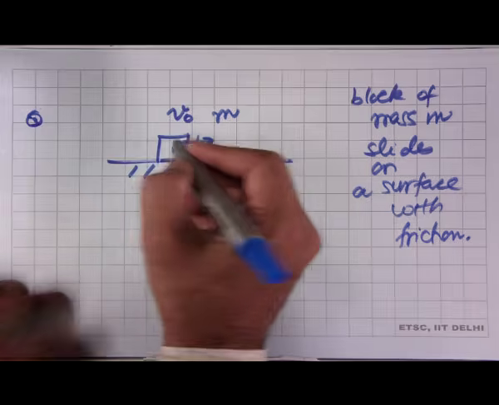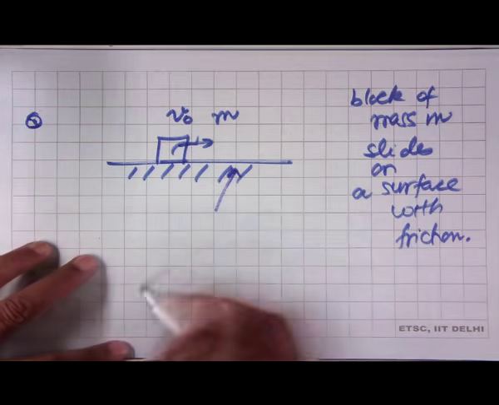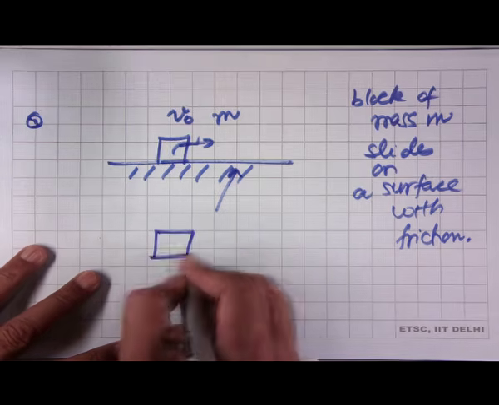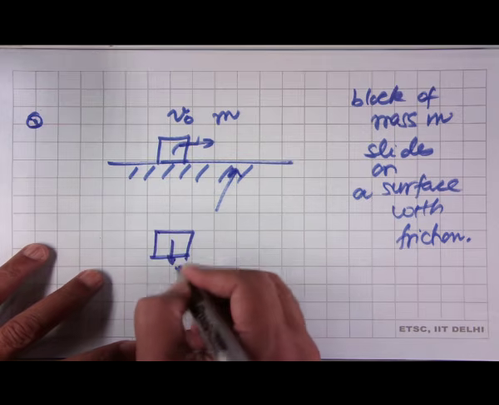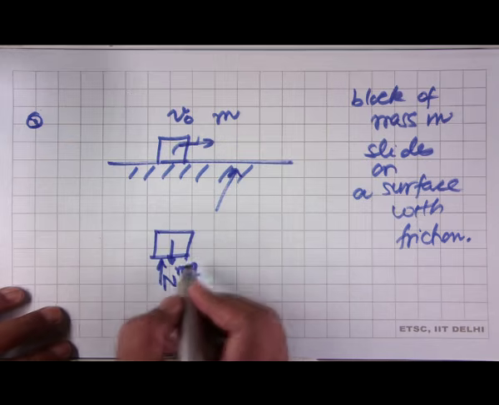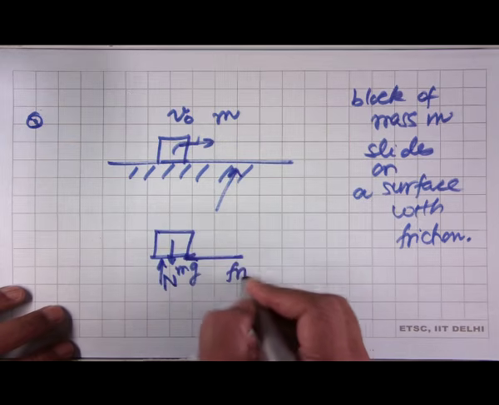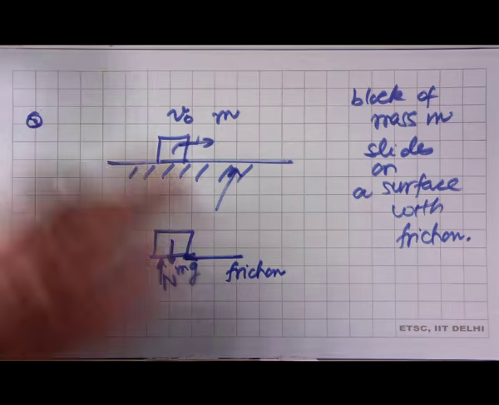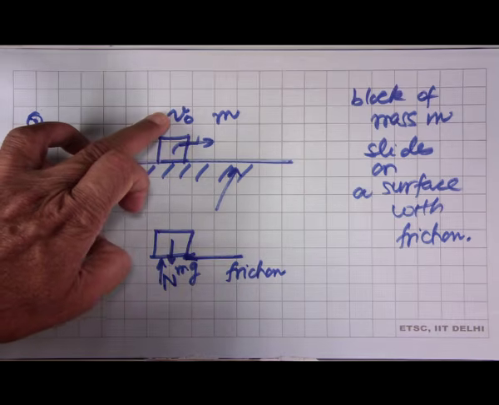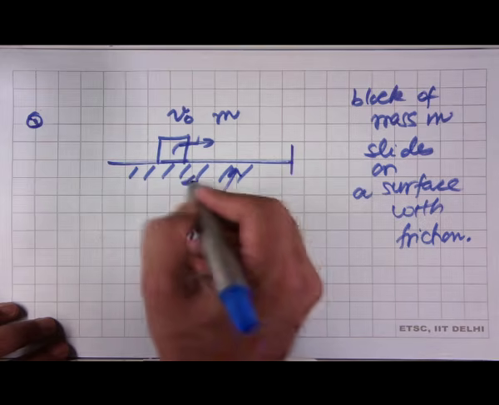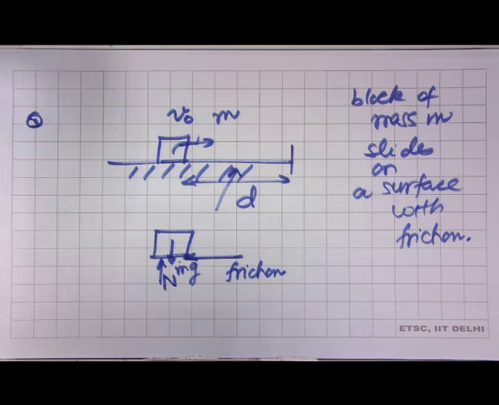Now, if the ground is not frictionless, there is a friction force, then as the block moves, if you draw the free body diagram of the block, its weight acts downwards, the normal reaction will act upwards, and what we have is the force of friction that tries to stop the block. Because of this force of friction the velocity v0 will start going down, and eventually a stage will come when the block will stop, let us say after moving a distance d, and it comes to rest.